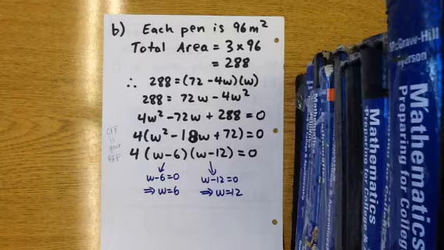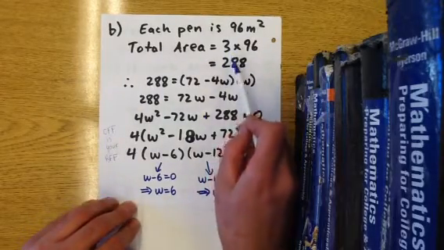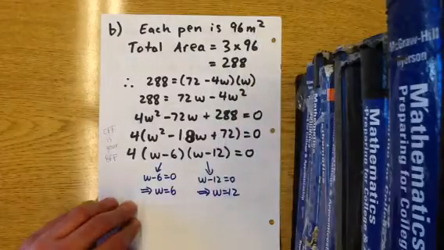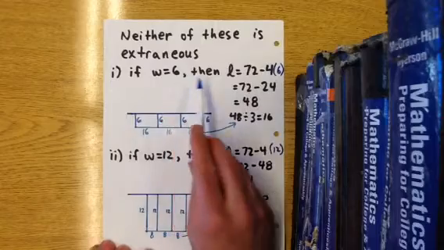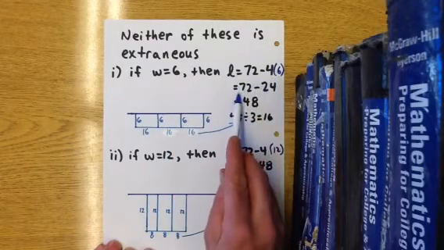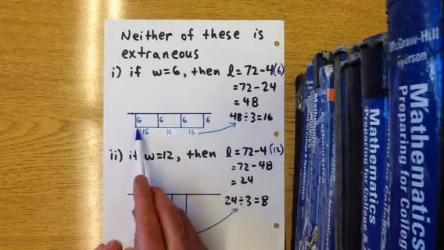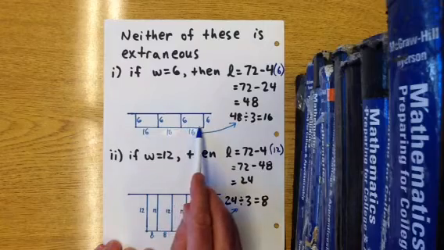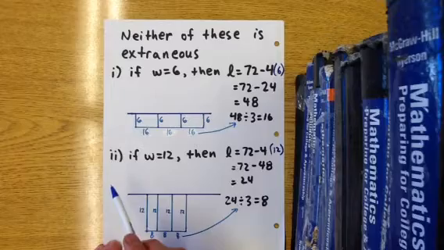And you might be thinking to yourself, well, they can't both be right, which one is wrong? But in fact, they are both right. And let me show you why. Remember, we're looking to have 96 meters squared in each of the pens. So, if W is equal to 6, we know that length is 72 minus 4W. That would mean the length was 72 minus 24, which is 48. So if this whole length was 48, then each of these three would be 16.